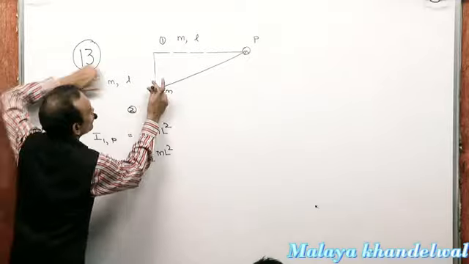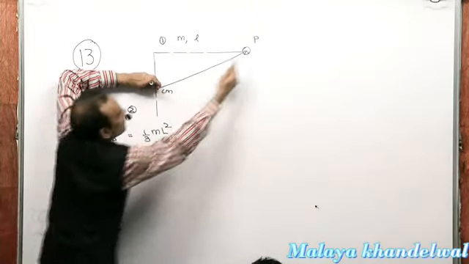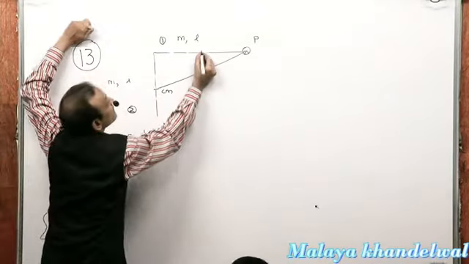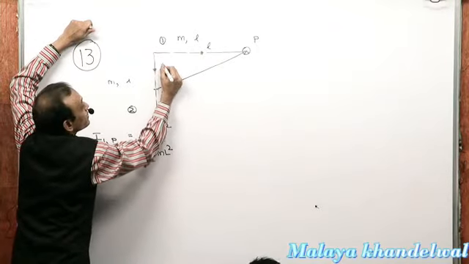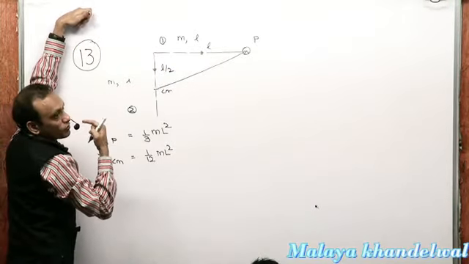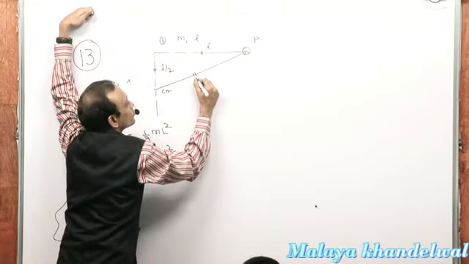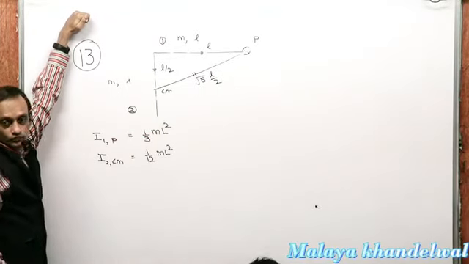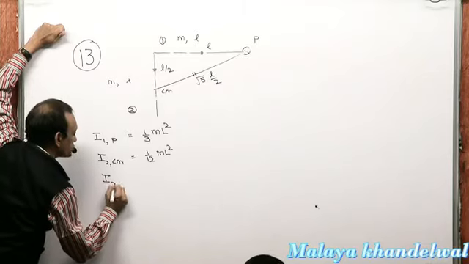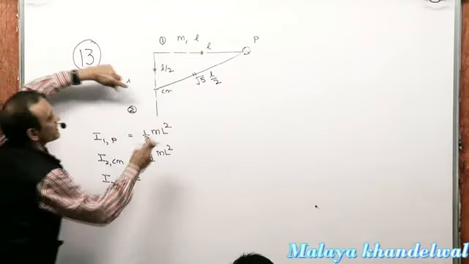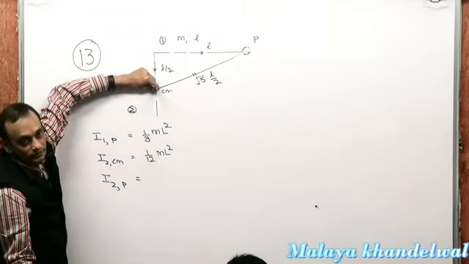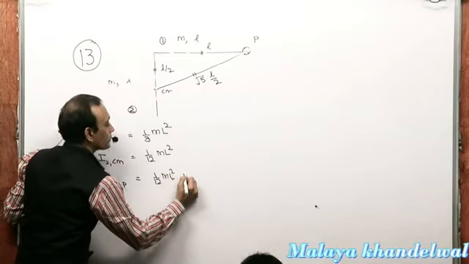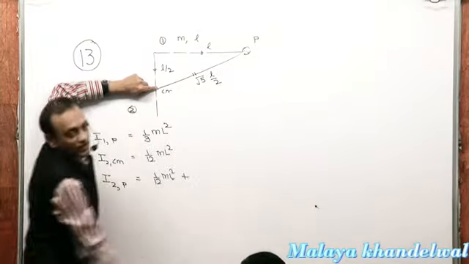Now, I know I about this. I want to find I about this for rod 2. What am I going to do? Parallel axis theorem. This length is L. This length is L by 2. So L squared plus L squared by 4, 5L squared by 4. So this is root 5 L by 2 is this length, using Pythagoras theorem. So then the moment of inertia contribution of rod 2 at P from the parallel axis theorem is going to be 1/12 mL squared, right? Plus m into (root 5 L by 2) whole square.